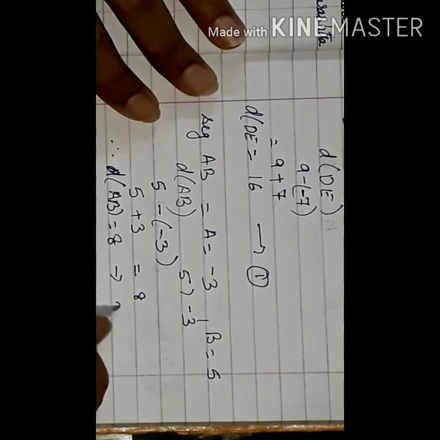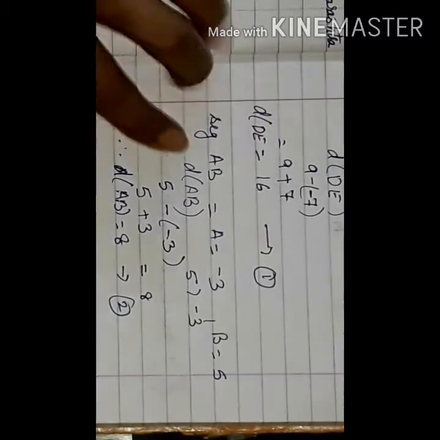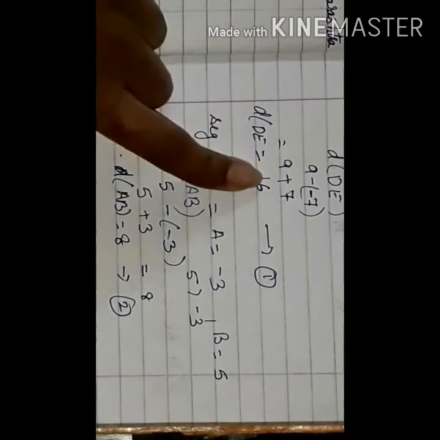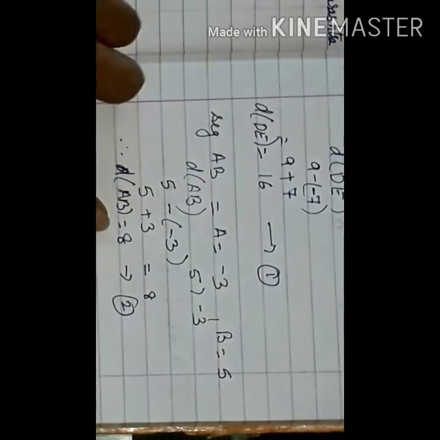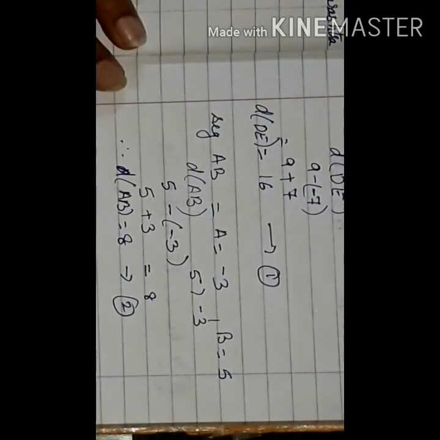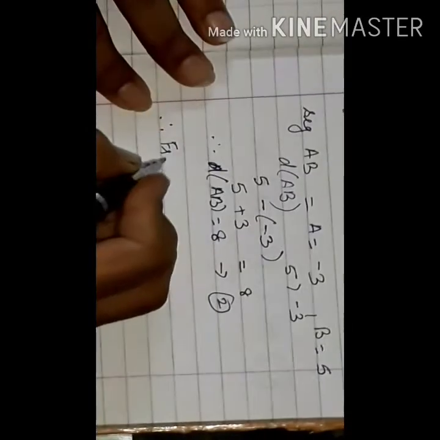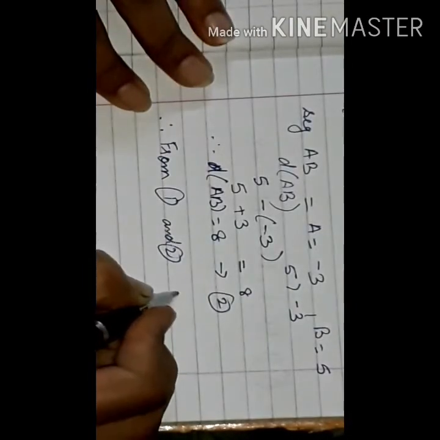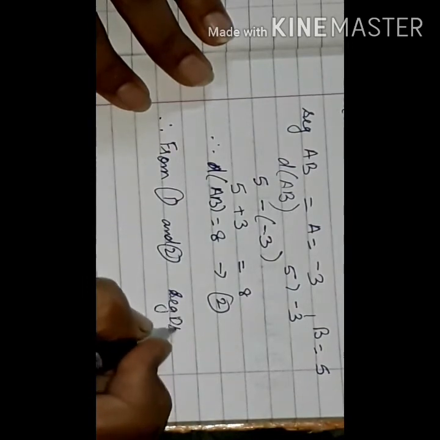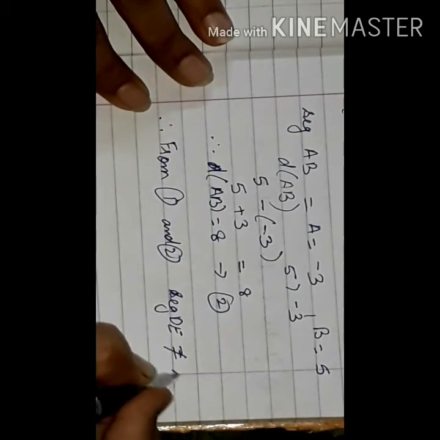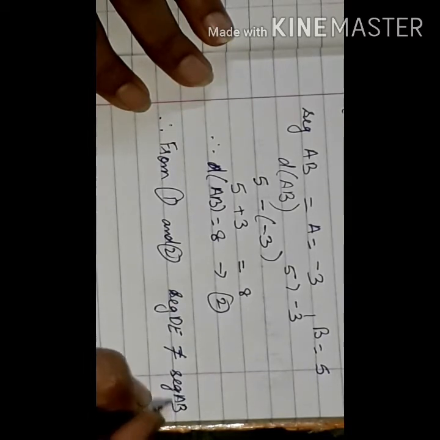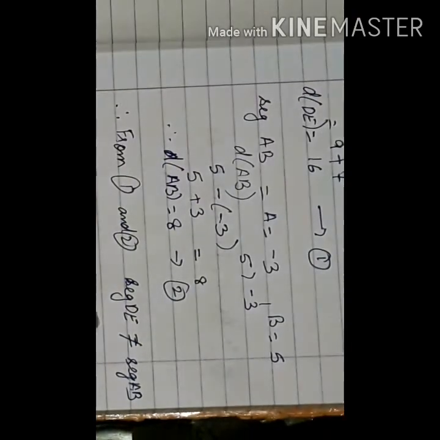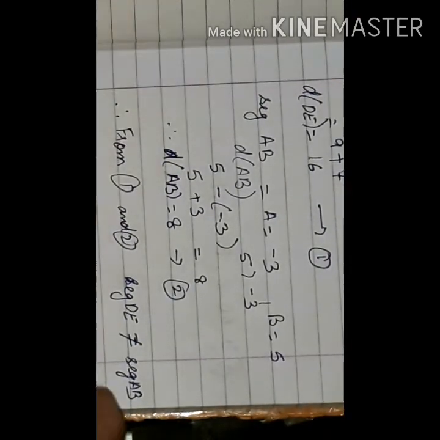Now you will see, comparing the answers from 1 and 2, the answers are different. Here we have got 16 and here we have got 8. So, from 1 and 2, segment DE is not congruent with segment AB. When we get the same answer from both segments, we can write it is congruent, but it is not, so we are writing not congruent.